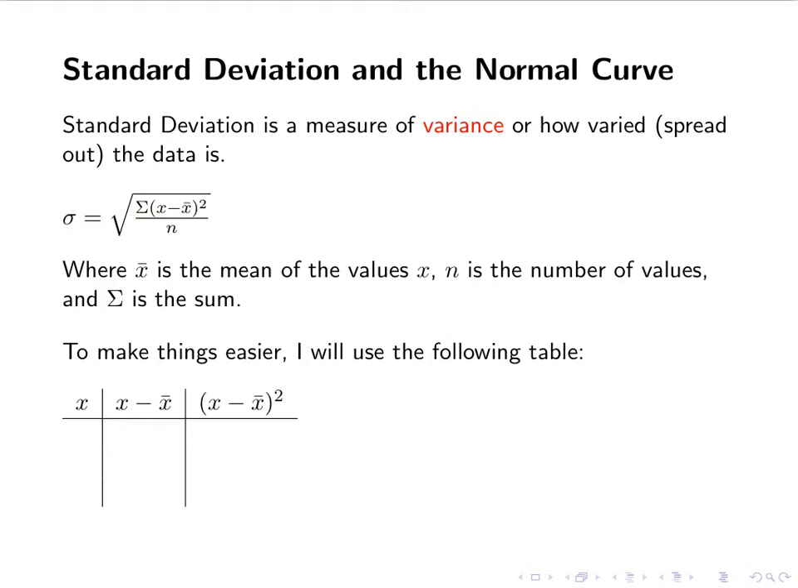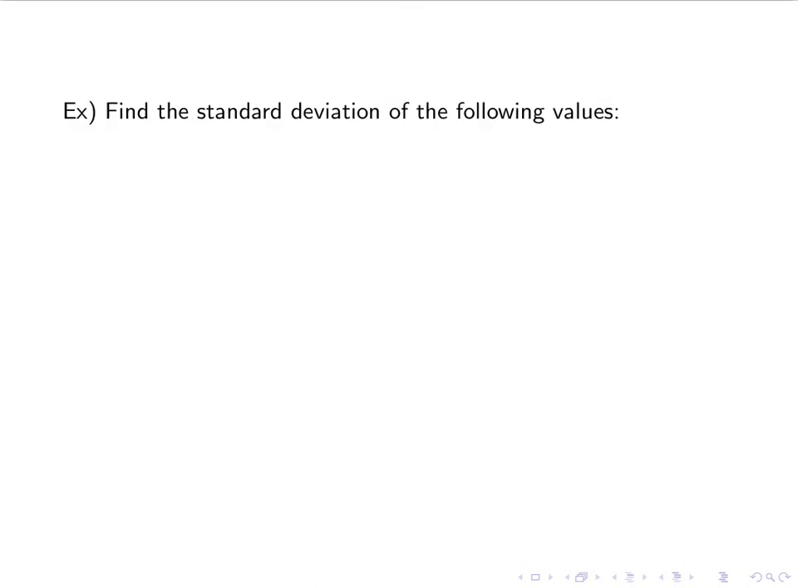What I do, which I think makes things a lot easier, is I use the following table. My first column is going to be my x's, or my values. The next column is going to be the difference between my values and the mean. And the third column is going to be those squared. And I'm going to add up each column as I go along, and we'll see how this makes our calculation of the standard deviation a lot easier. So we'll do it with an example.